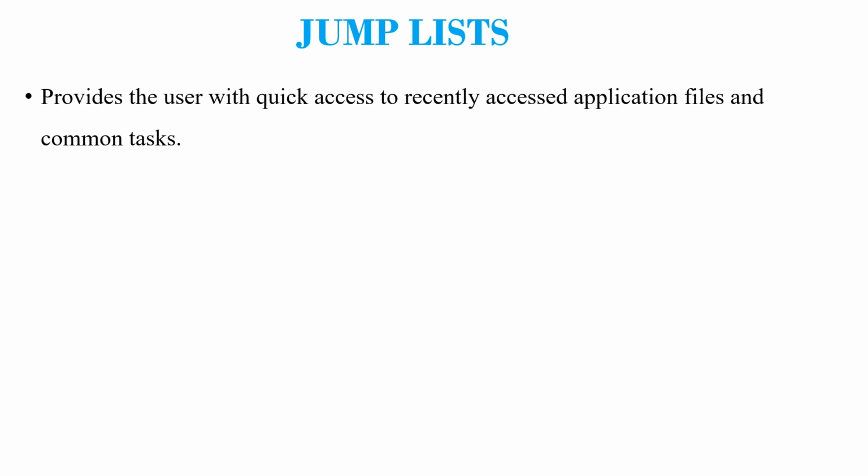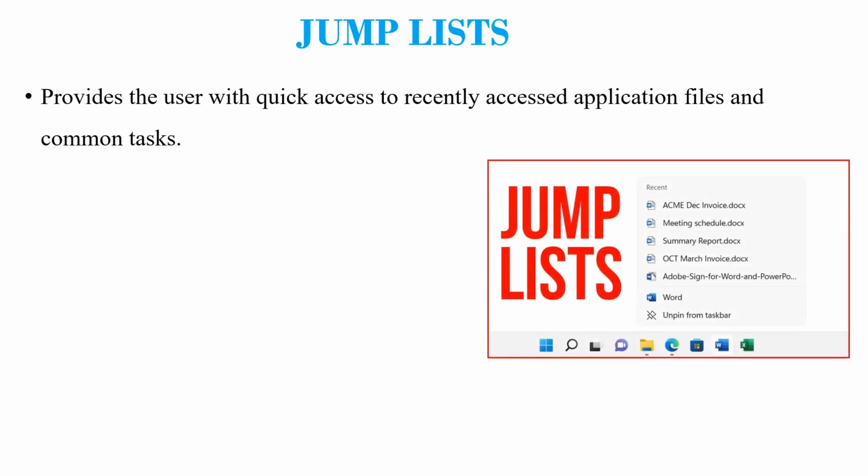Next is jump list. It provides the user with quick access to recently accessed application files and common tasks. It is a menu that lists recently used files associated with a program which is pinned on the taskbar or from the start menu. So basically it provides quick access to recently accessed documents. For example, the jump list for any browser like Google Chrome shows the websites you visit most often.